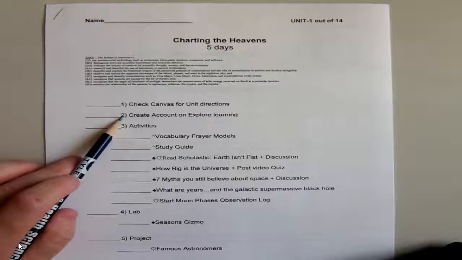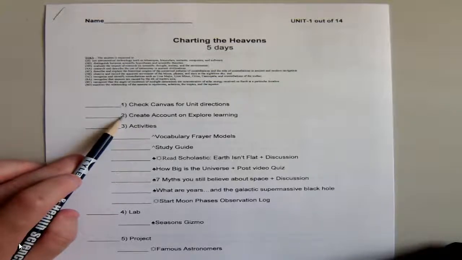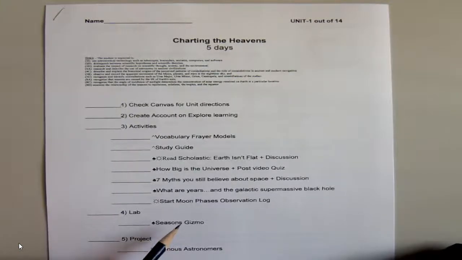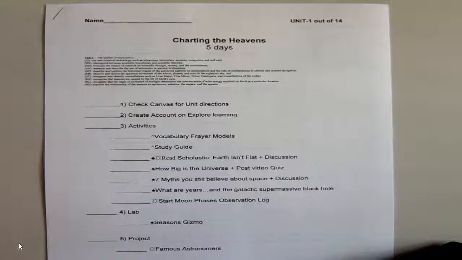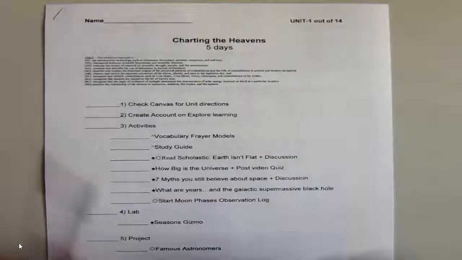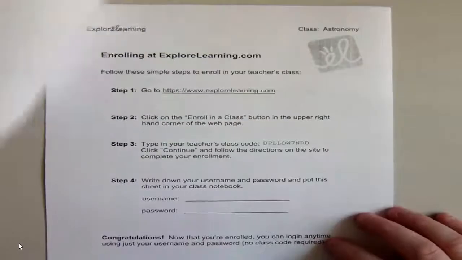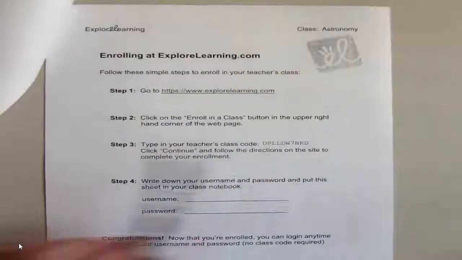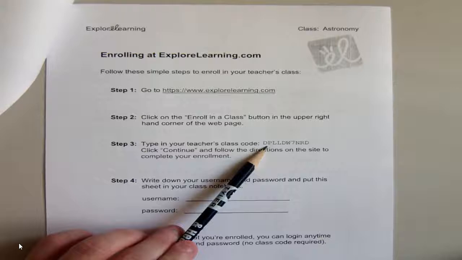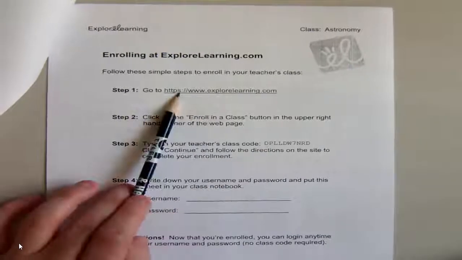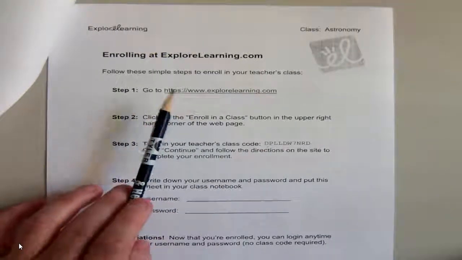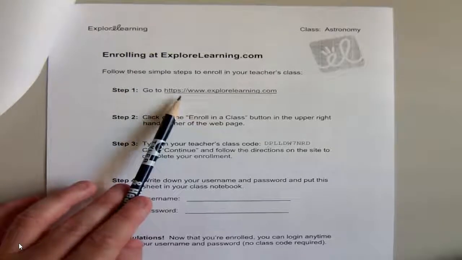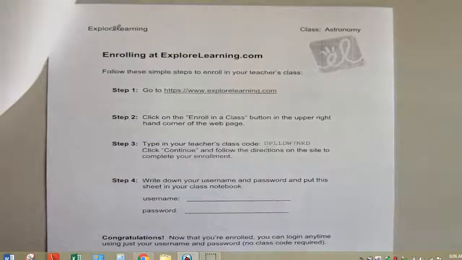The second thing on this list is to create an account for Explore Learning. It doesn't make a lot of sense now, but it will, because all of the Gizmo labs will go through Explore Learning, and that's going to be on Canvas. Let me show you how to do that. First, look at the second page in your unit. This has the class code in Explore Learning, which you'll need, and the website, which you don't really need because you can get to this through Canvas. So let's go to Canvas and check it out.